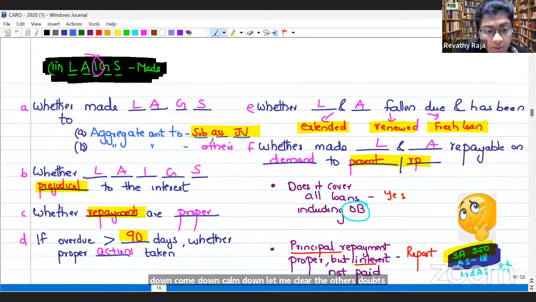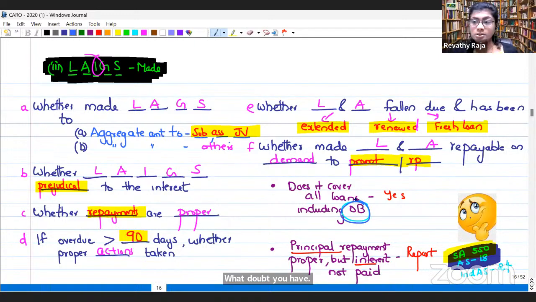What doubt you have? OB. OB means, Girish, it is opening balance. So last year's loans, current year, do we need to check? Yes, that will also be part of loan. OB is opening balance.